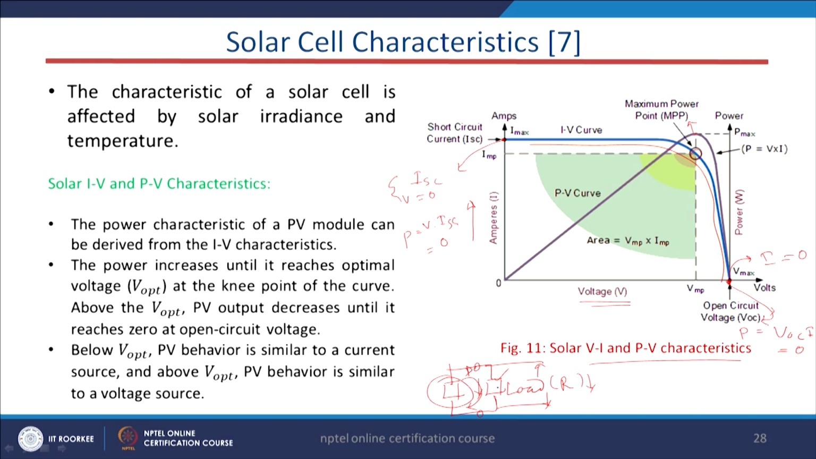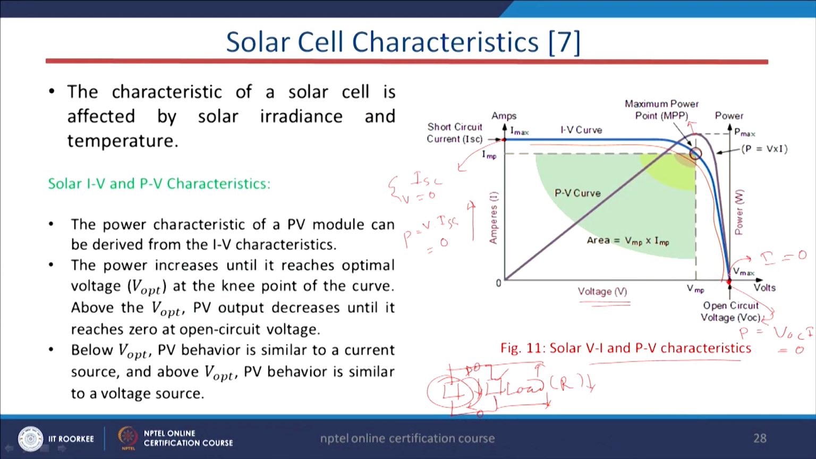So, what will happen to the voltage across these two terminals? We are measuring the voltage across these two terminals. Now, the voltage will slowly fall. If we start from this VOC, the voltage will fall and reach a certain point where it is treated as VMP.